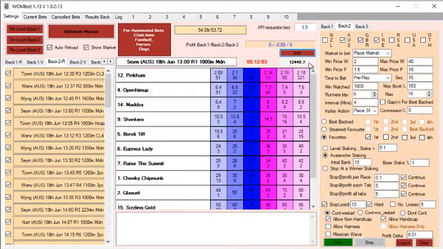The next one here tells you how much is in the market. At the moment it's $12,000 in the market, and how far before the race. We're 11 minutes out from the race, and it tells you the race and obviously the distance, etc.